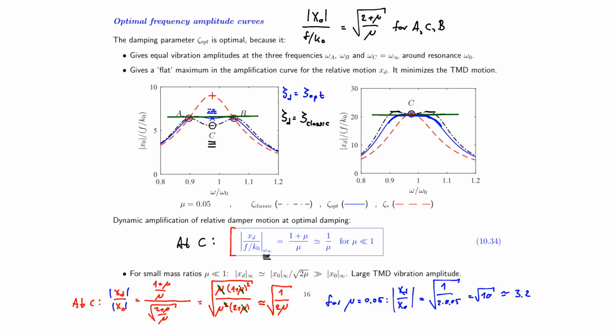So this shows that if we have a desired amplitude for x0, let's say 40 centimeters or 4 centimeters or whatever it is for vibrations of our pedestrian bridge for a given loading, then we should multiply it by a factor of 3.2, and we should make sure that inside our bridge deck we have sufficient space to actually carry this fairly large TMD vibration amplitude.